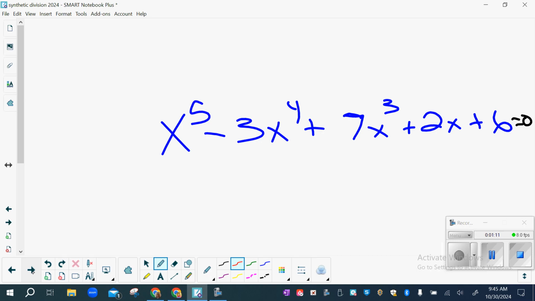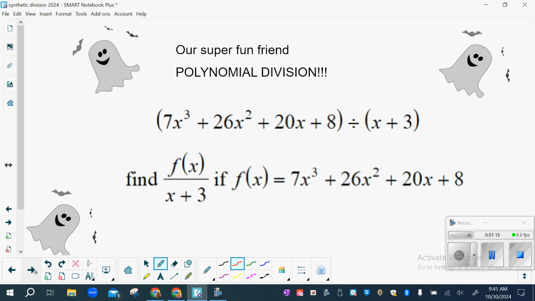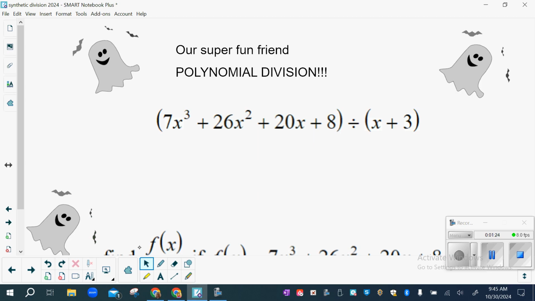So this is where we're heading. We need a new tool, and here comes our new tool. Our new tool is to use our super fun friend, polynomial division. Polynomial division. Do not write any of this down yet. We're going to talk about this. I know right now people are like a little trauma right there.